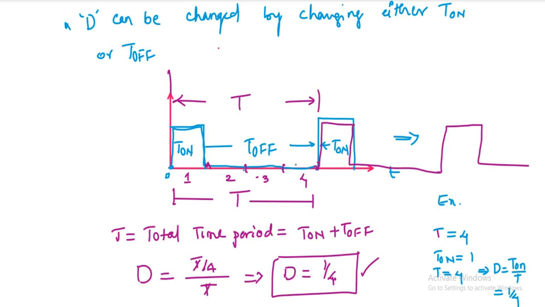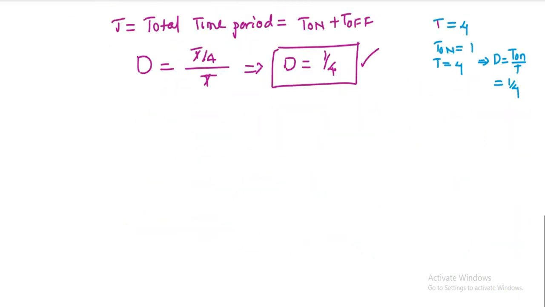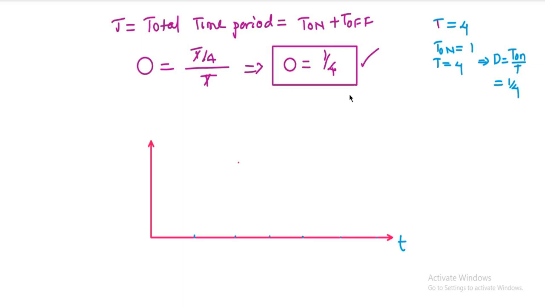Okay, so this is how we are going to get the value of duty ratio by changing the turn on period to 3 seconds and turn off period to 1 second. So I am going to change the turn on period from 1 second to 3 seconds. Here we are going to change the T on to 3 seconds, and the total time period will be 4 only. So this is 1, 2, 3. So we are going to keep the T on for 3 seconds.